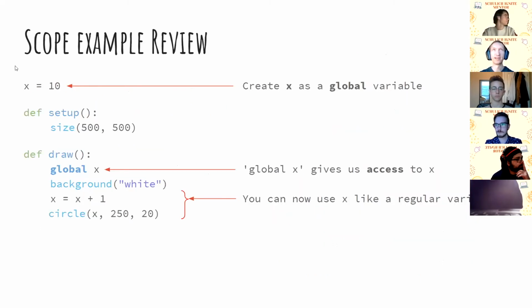So here's the example for that. We can create our X variable as a global variable. You can see it's outside both our setup and our draw. And now inside here, we want to use that X variable to be keeping track of our X position for our circle. To be able to actually change it, we have to use the global keyword here with the X variable, and then this code will work the way that we expect it to. And the circle will then have its X position increasing, and it'll be moving along the screen.